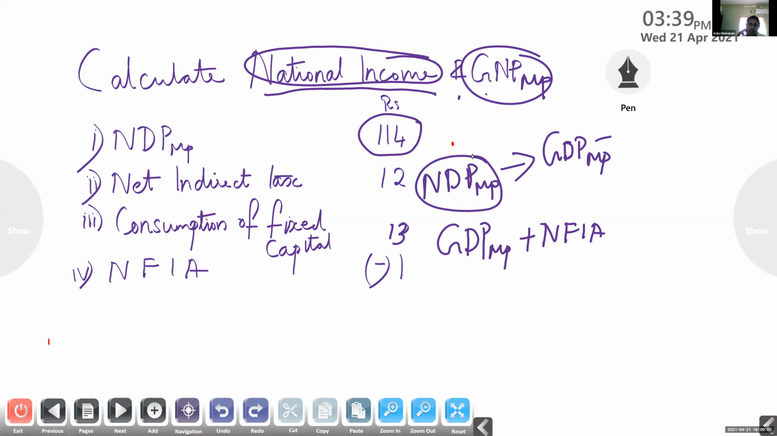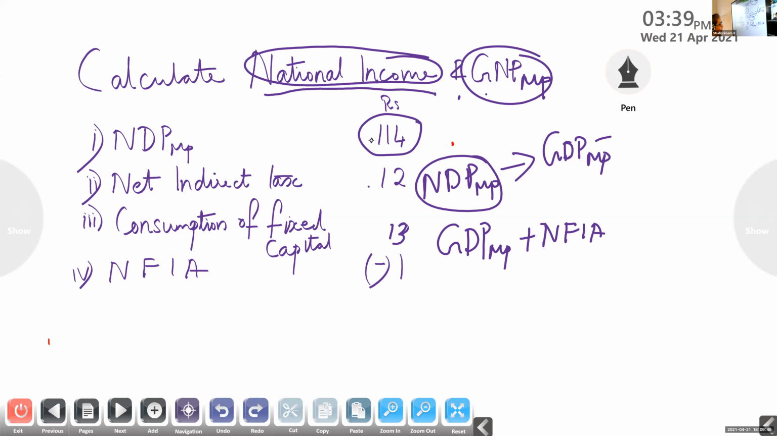You didn't get what I asked. For NDP MP, what have we done with the depreciation? Subtracted. That means in this 114, the depreciation is already subtracted. What do we have to find here? GDP MP. So, to get the GDP MP, what should we do? Add it. Yes, very good. Add that depreciation to the NDP MP.